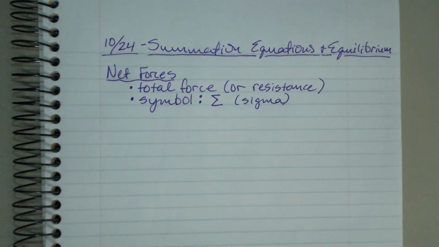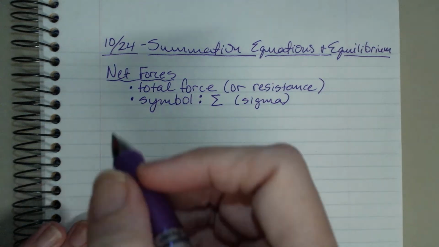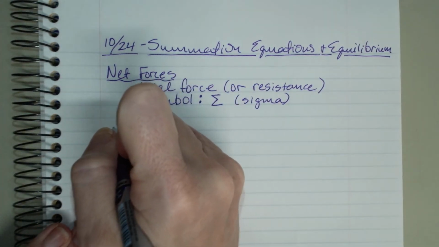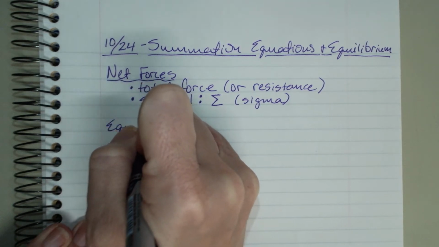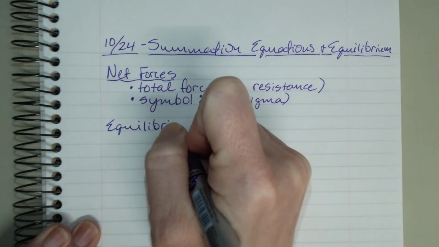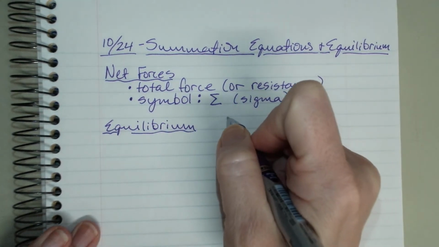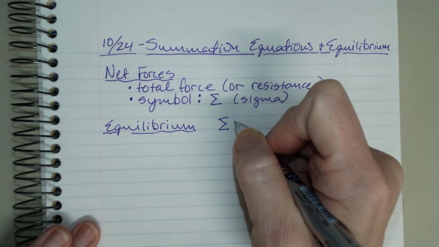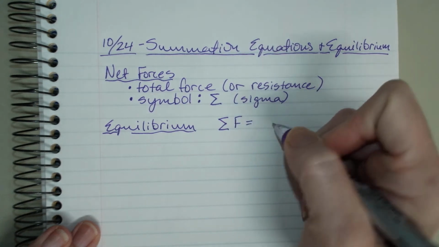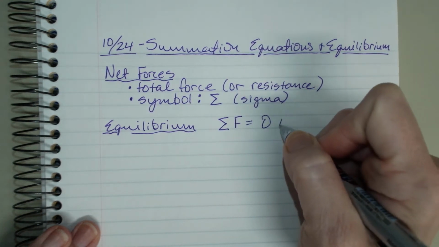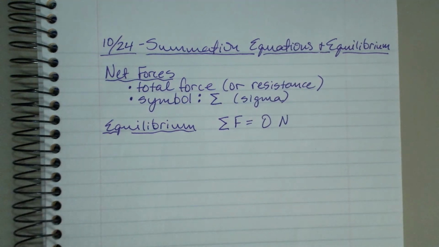Which means sum. Okay? So when we have motion, like a constant velocity or not moving, you have something called equilibrium. At equilibrium, your net force is equal to 0 newtons. That's 0 newtons, okay?